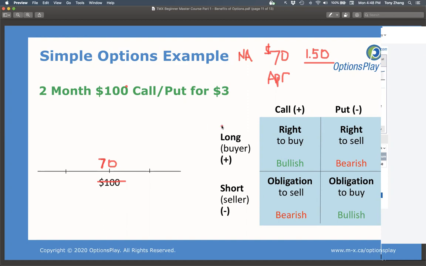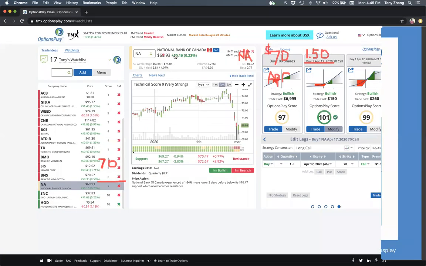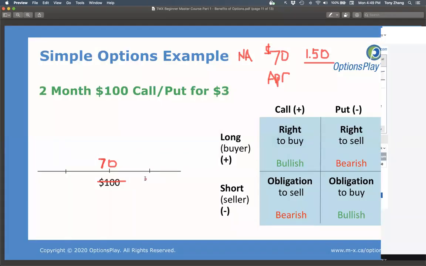Okay, so National Bank of Canada is trading at $69.93, so just around 70 bucks. Let's say 2 months from now, by April 17th, the stock stays at roughly $70. Meaning, on the April expiration date, the stock is trading at exactly $70. What does it mean as a call buyer? It means I have the right to buy the stock at $70 from the seller. Now, as a transaction, that doesn't make a lot of sense. Meaning, for me to buy something for $70 that's worth $70.